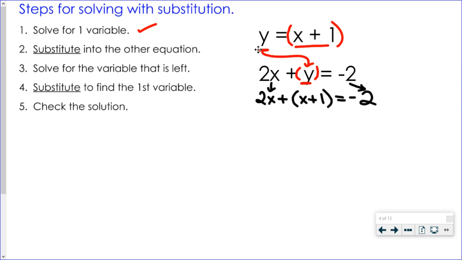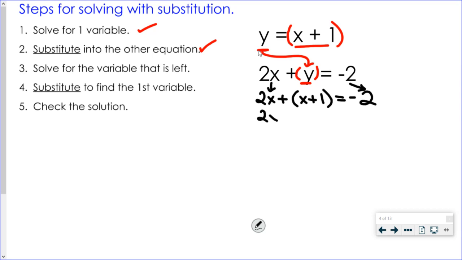Now, if at this step you end up with another equation and your equation still has x's and y's in it, you accidentally plugged it into the wrong variable. Okay, so I substituted into the other equation. Now, solve for that one. So now, here I am at step 3, I'm solving for x.